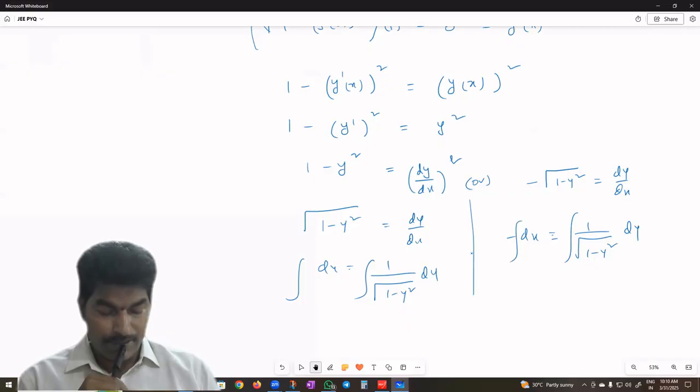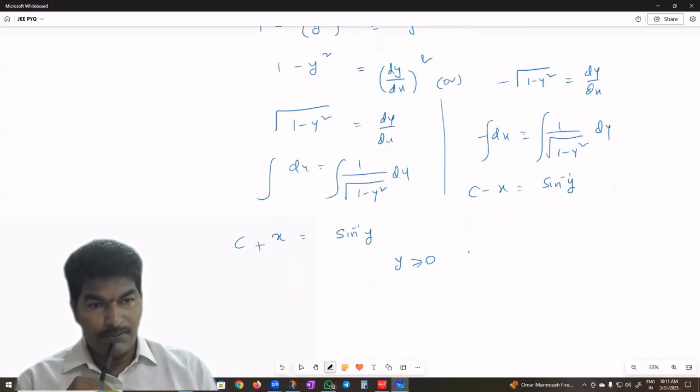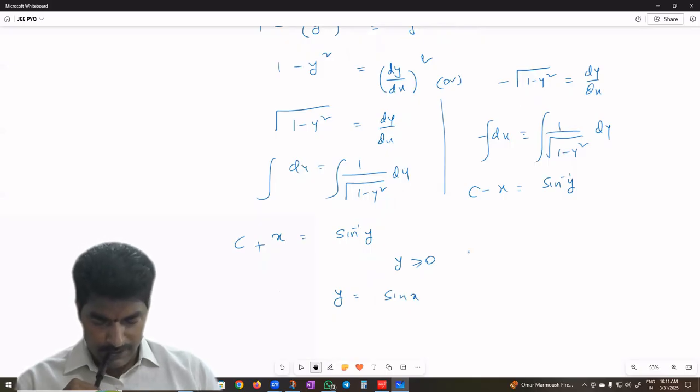Do it under integral. This is x equal to integral of 1 by root of 1 minus y square dy. What is the formula for that? Sine inverse y. And here x is equal to sine inverse y, it is always positive. So y value will be sin x. You can write sin x.